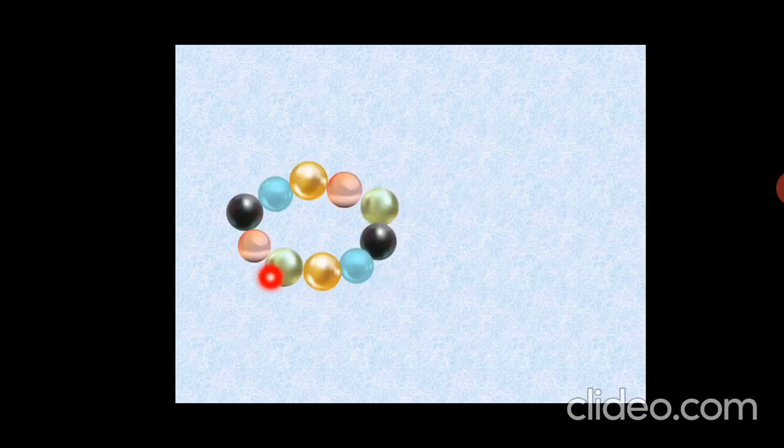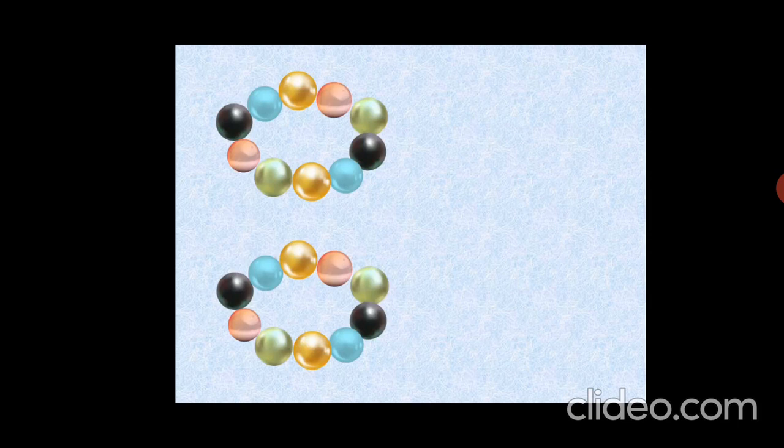Now you all know that here we have 1, 2, 3, 4, 5, 6, 7, 8, 9, 10 beads. This is a group of 10. So 10. What is the spelling of 10? T-E-N, 10.